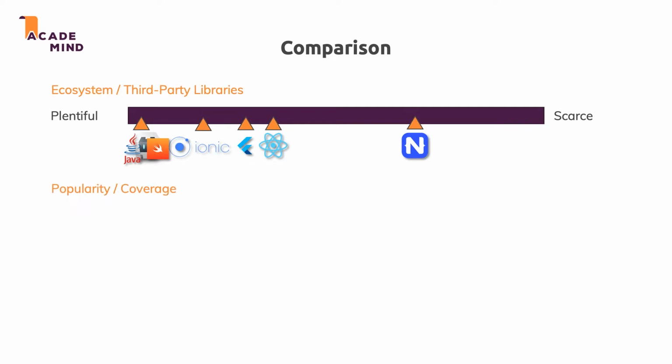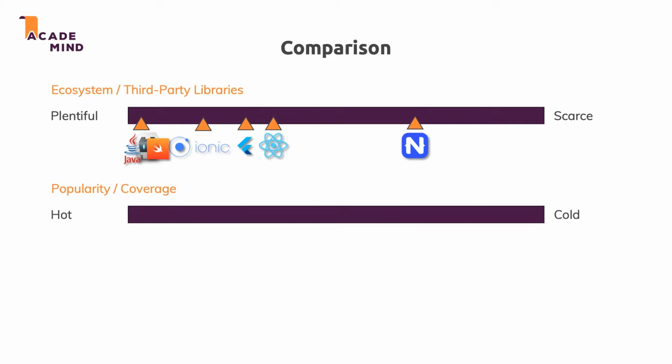Now let's talk about popularity. And that's of course kind of related to the ecosystem, but here I really mean how popular it is when we talk about available jobs, available projects, and in general, how hot is the topic. So if we have a look at this, well, obviously Java and Android are very hot.